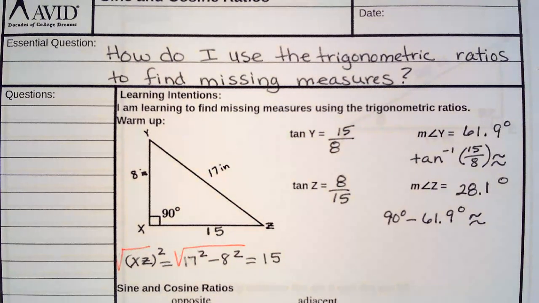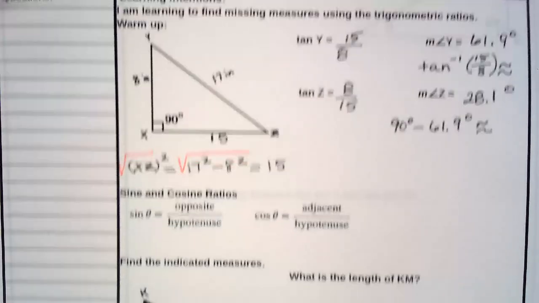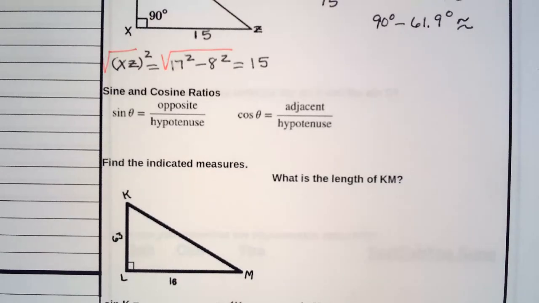So tangent is your opposite length over your adjacent length. Which side is opposite depends on which angle you're at. And we're going to look at the other 2 trigonometric ratios, which are our sine and our cosine. Okay, sine is the opposite length over the hypotenuse. Cosine is the adjacent length over the hypotenuse length. So we're going to find the missing measures.